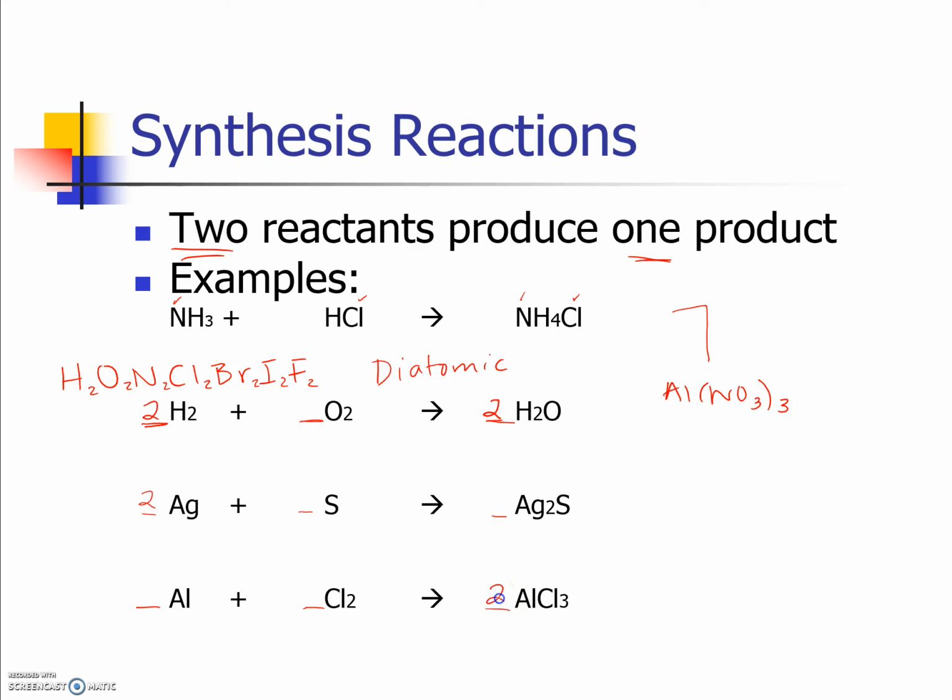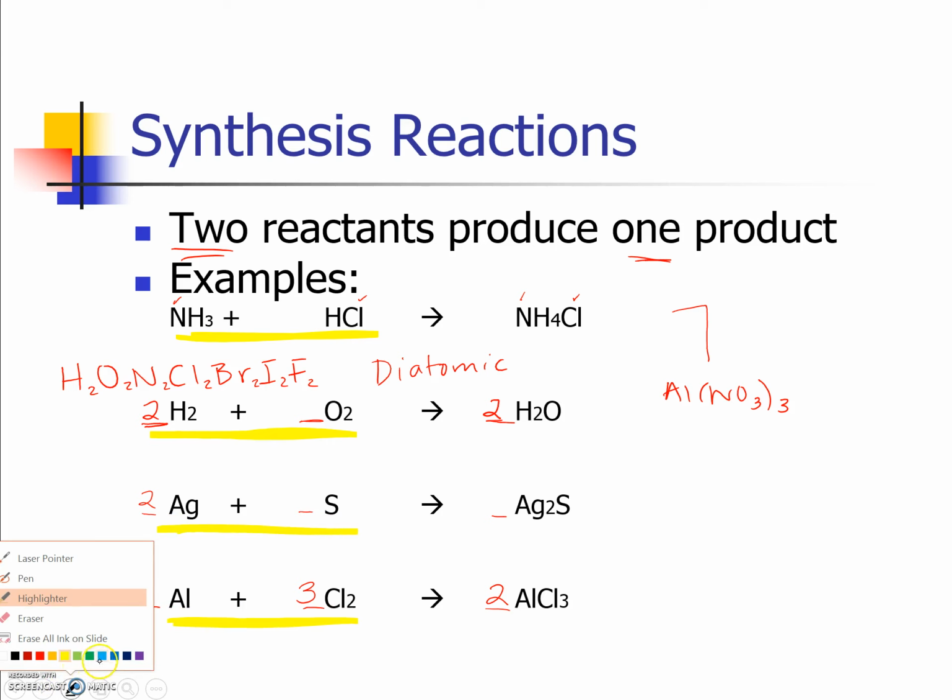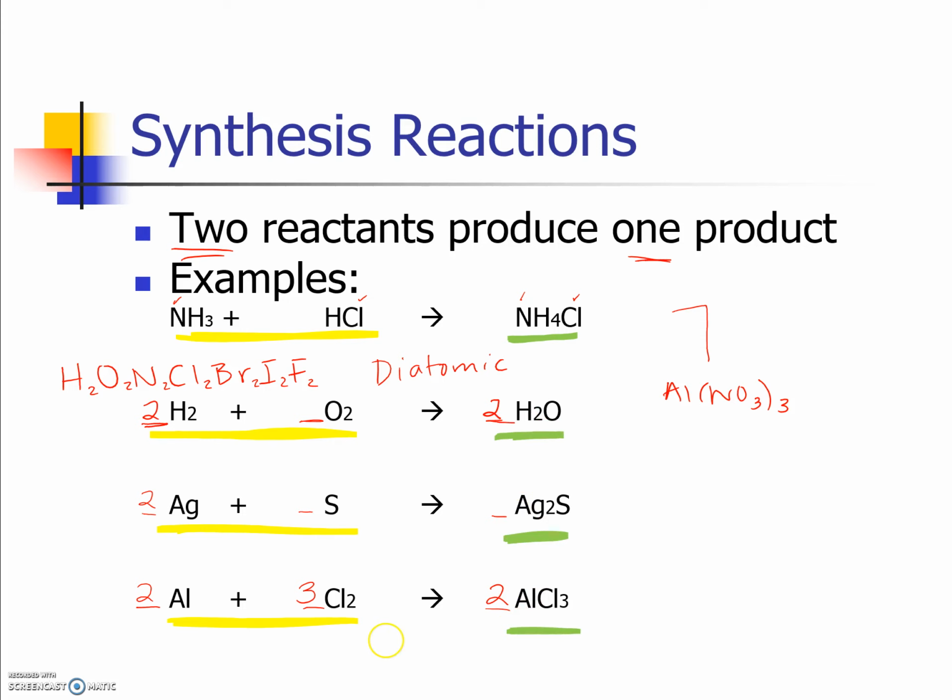So if I put a 2 here, I can do 2 times 3 and make this 6. If I put a 3 here, I can do 3 times 2 and make that 6. Now I look, I have 2 ALs, so I'm going to go back and balance my ALs. Looking at all of this, make sure you notice that in this case, I have 2 reactants on the left, and then if I look at the other side here, I have 1 product each.